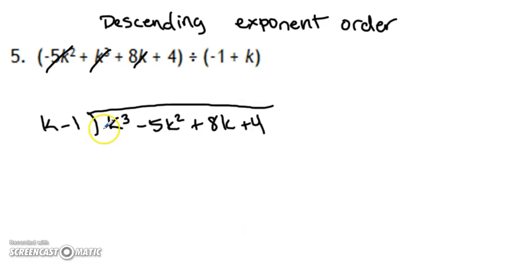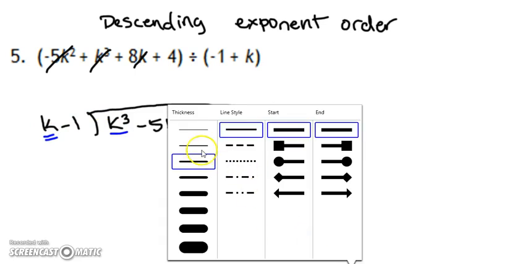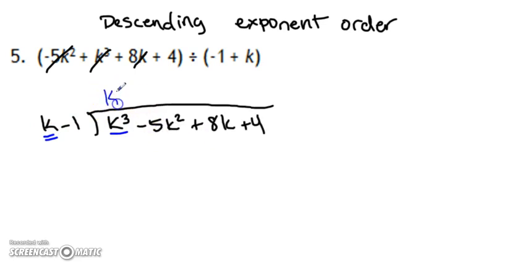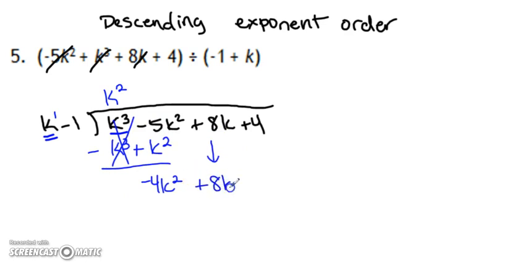Okay, so again, what am I going to multiply k by so that it looks like k cubed? Well, what about k to the second power? Because, right, 1 plus 2 would get me 3. And as a byproduct, I would also get negative k squared. All right, I hope you're thinking to yourself, now I have to switch the signs. All right, so those cancel, so I'm left with negative 4k squared. Drop down my next term.